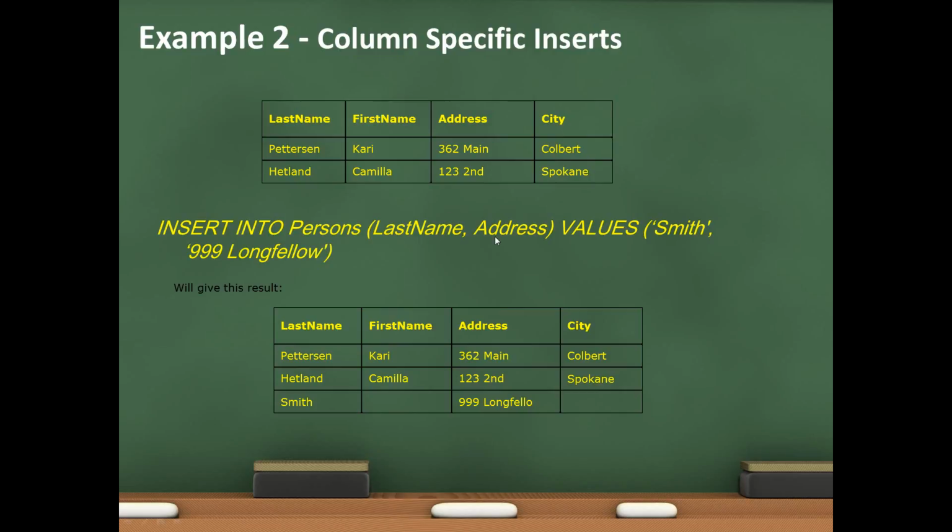I could have put them in exactly the opposite. Nothing to say I couldn't, using this method, have gone back in and said insert into persons, address, comma, last name, values, and then I would have put 999 Longfellow first and then Smith second. So the order of the columns in this technique doesn't matter at all, as long as they match.